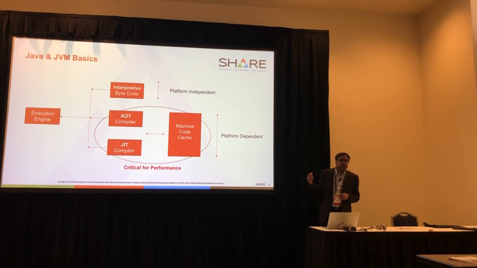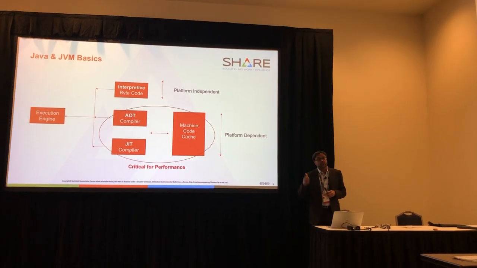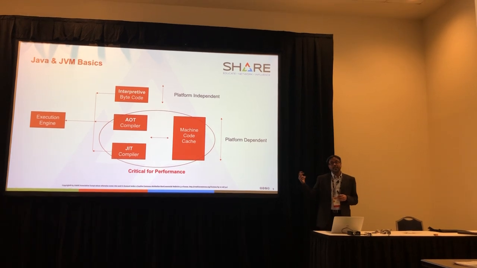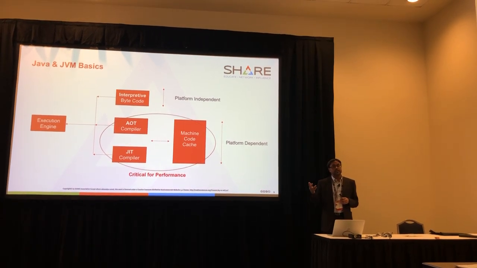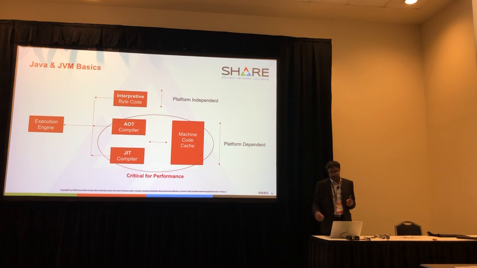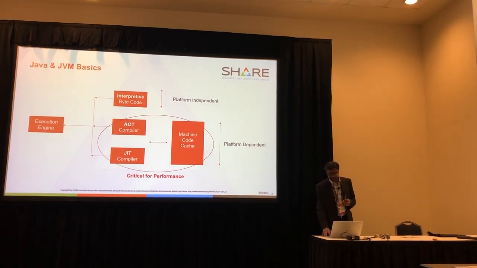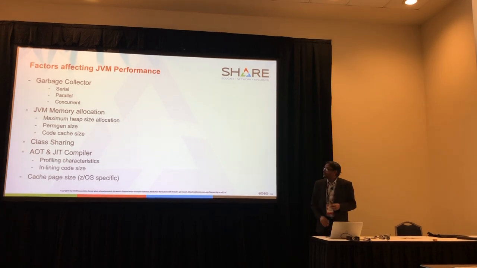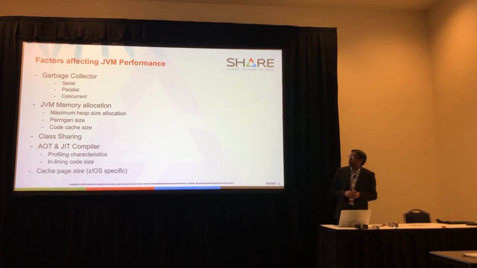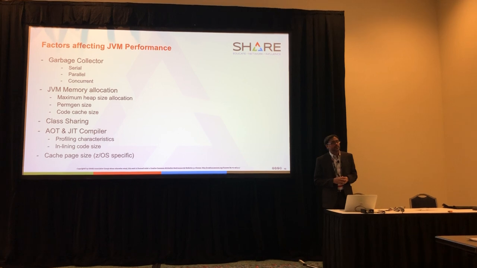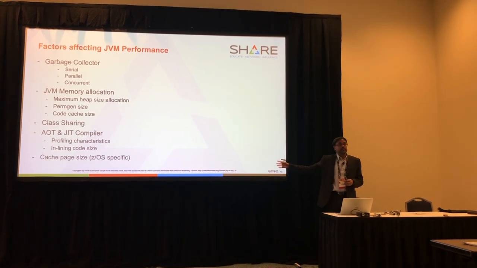So those are the most critical things for a JVM's performance. One is heap management, and the second is your JIT compilers. These two, if you get them right, you're going to have your JVM fly. So the factors affecting the JVM, just to recap, start with the garbage collector. And I'm talking about Oracle's JVM here.